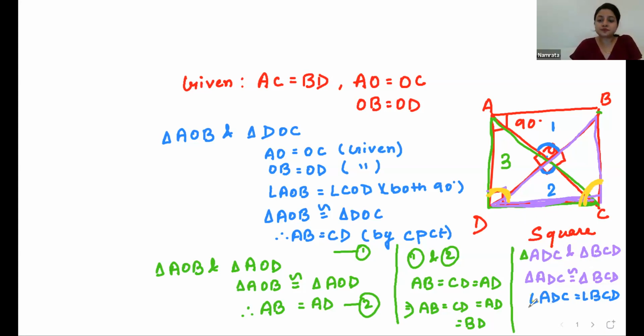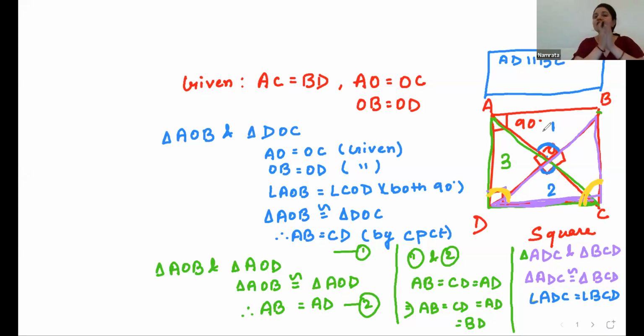Now, we already know that AD is parallel to BC, because when we have proved all the sides are of equal length, that means it's a parallelogram, right? Only a parallelogram can have such a property when all sides are of equal length.